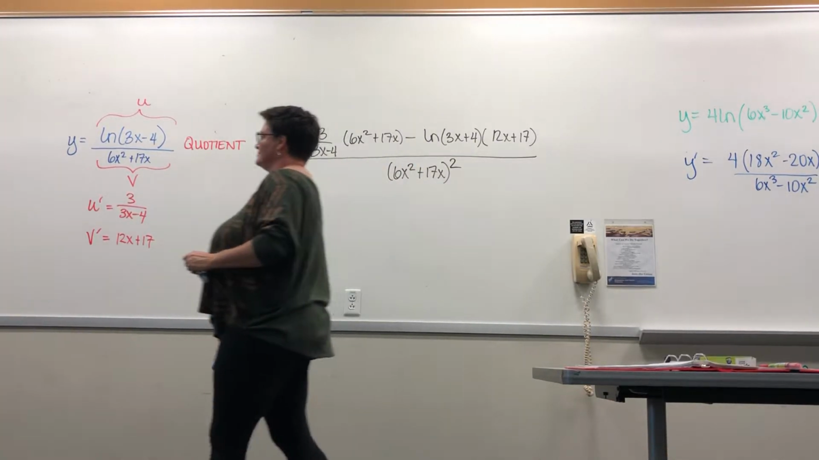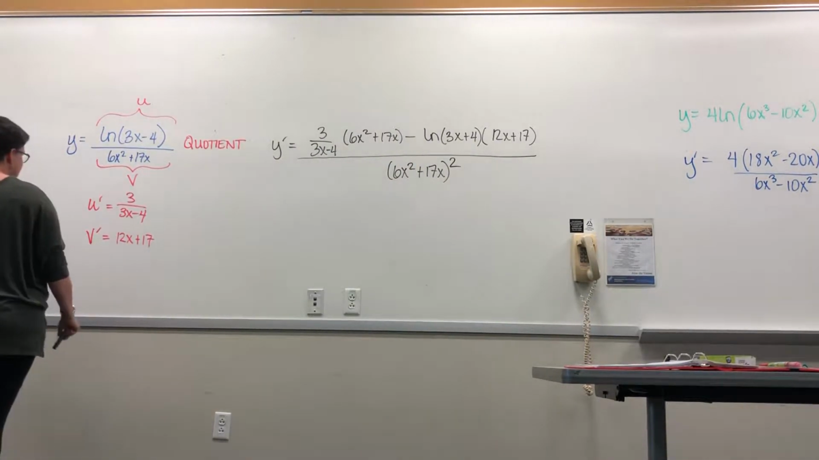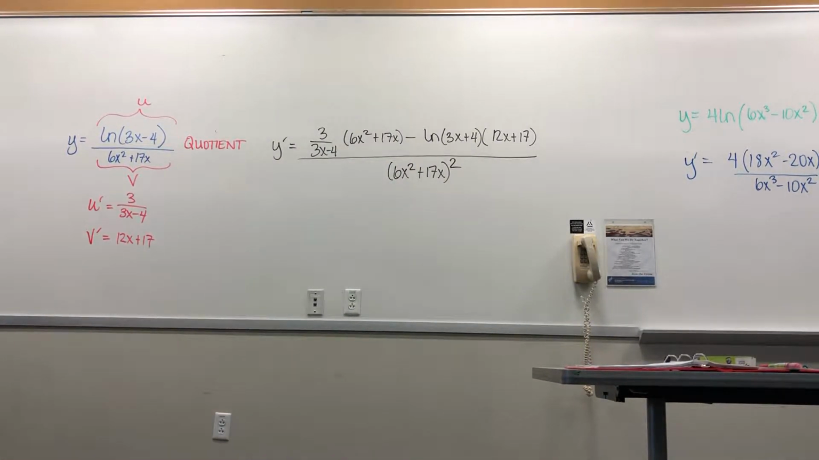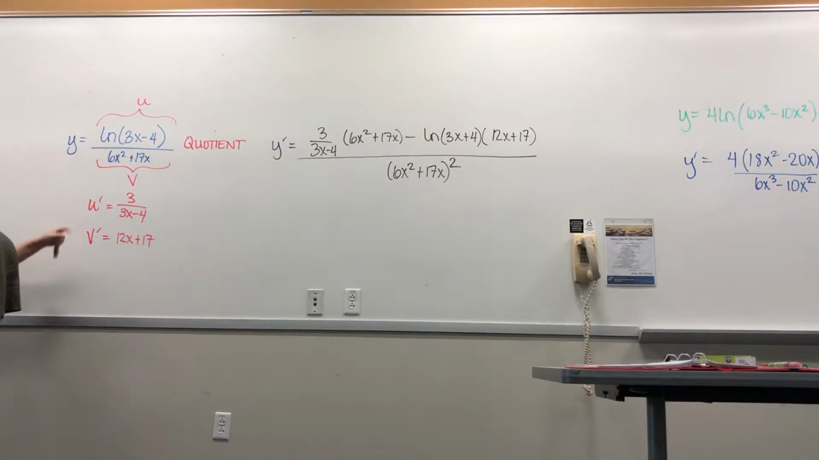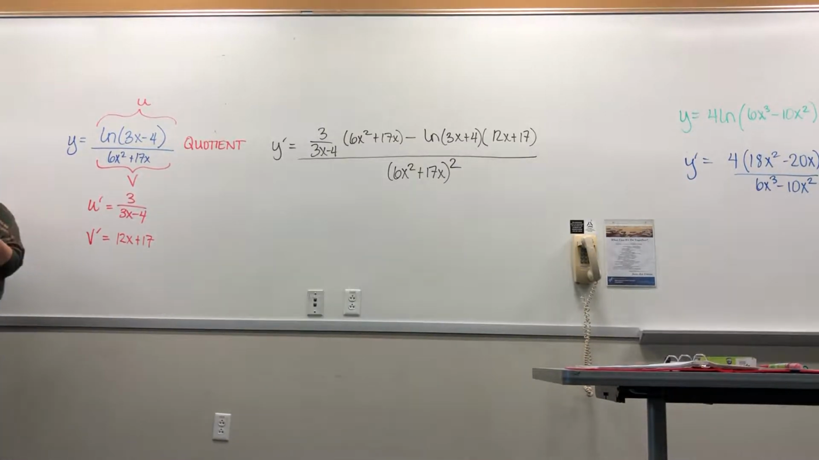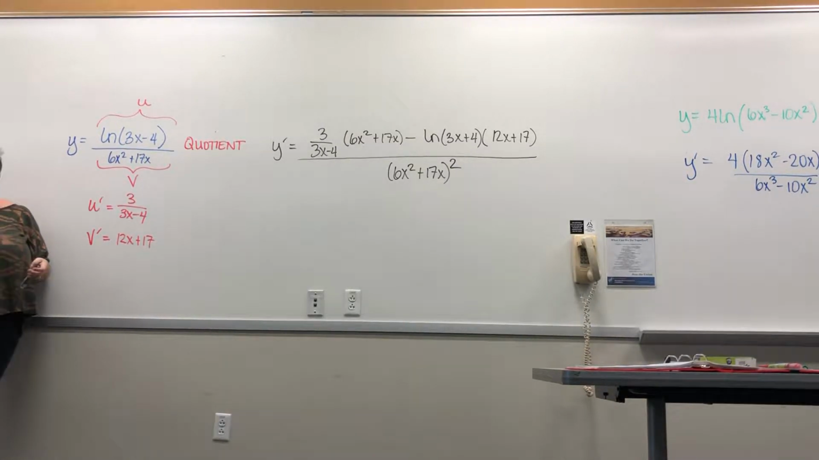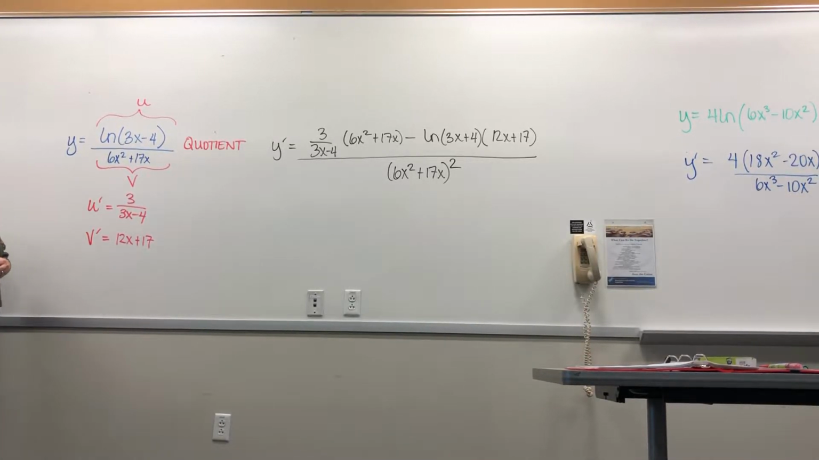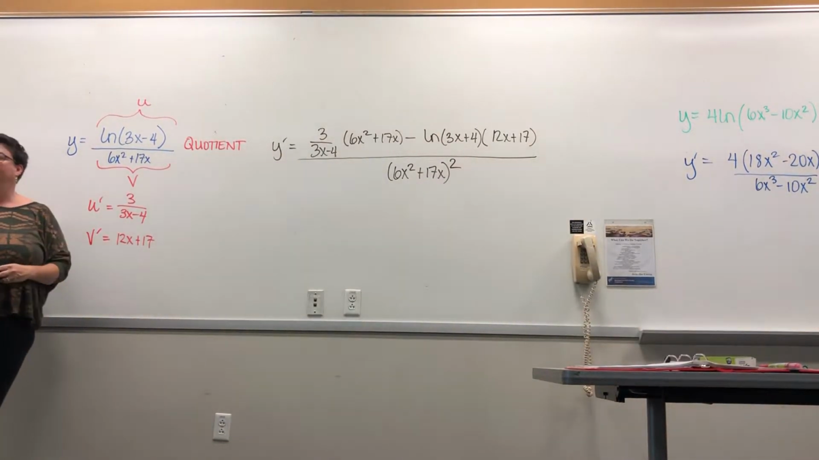You have to understand what you're looking at first. If all of this is inside the natural log, then you can use the natural log rules to peel it apart. The reason v prime is not over something is because it's just a regular term. It's not part of the natural log. Okay, cool.